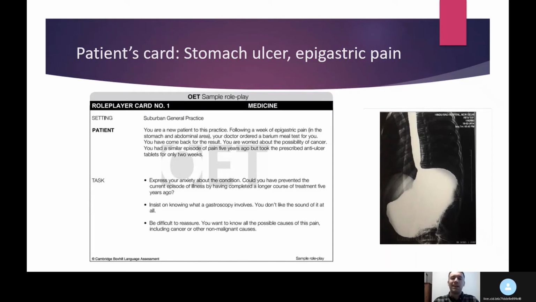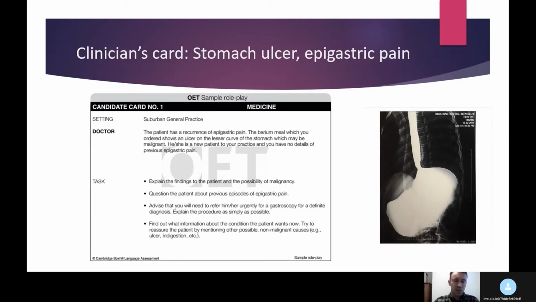Now let's look at the role-playing card that the doctors were given in this role play. So it explains much of the same information. It says that the barium meal test, which you ordered, shows an ulcer on the lesser curve of the stomach, which may be malignant. Okay, so there's possibly bad news that is having to be delivered here today. This is a new patient for the doctor, and so they have no details of previous epigastric pain, meaning they have to ask questions in phase 1 in order to get this information from them.